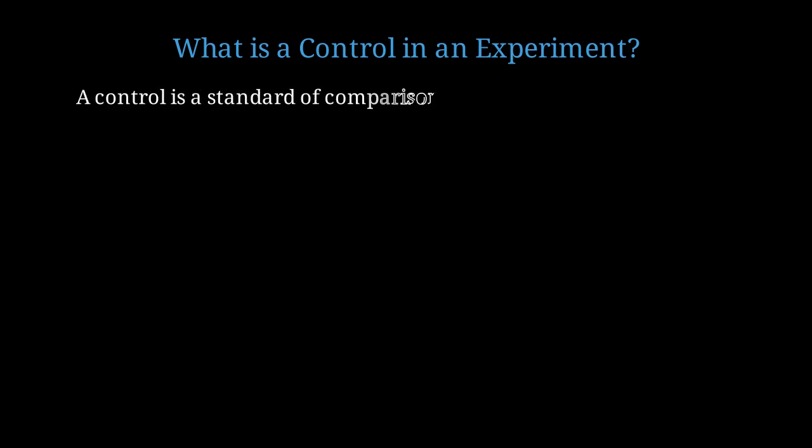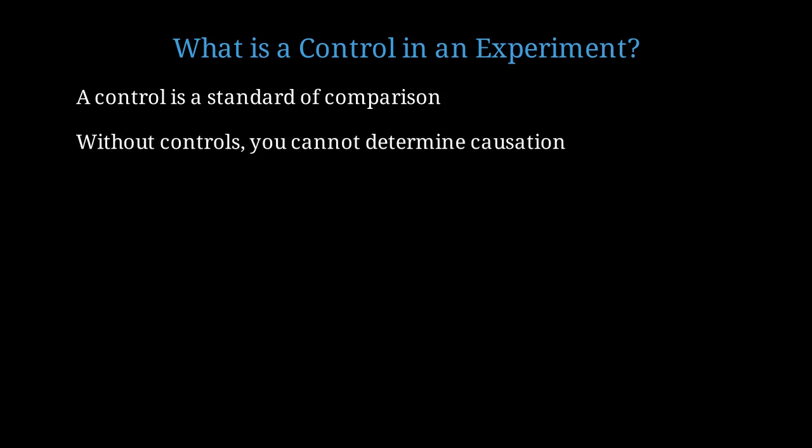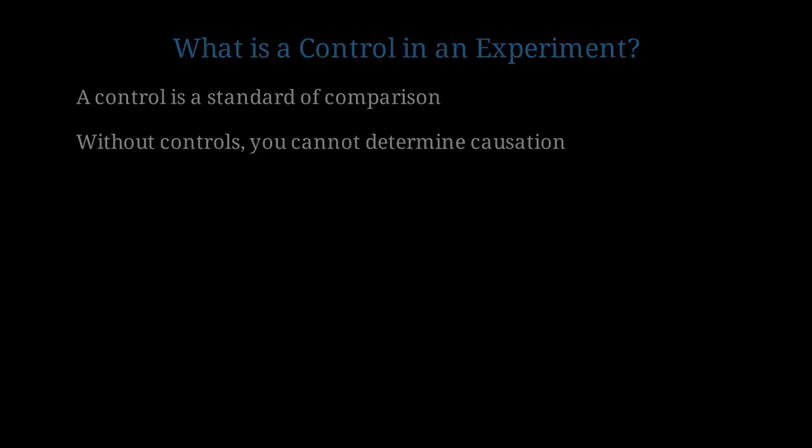A control is essentially a standard of comparison. It's a condition in your experiment that allows you to determine whether your independent variable actually caused the effect you observed. Without proper controls, you cannot determine causation. You might see an effect, but you won't know if your treatment caused it or if something else did.